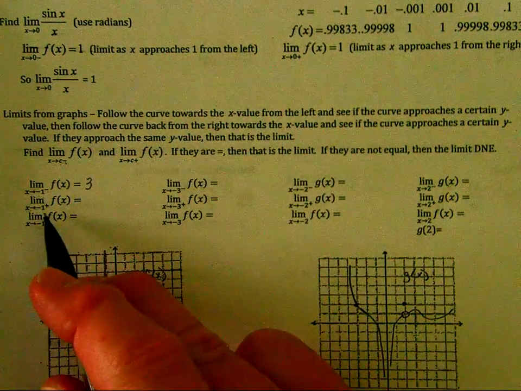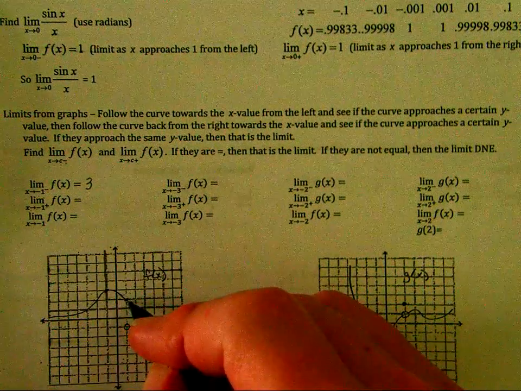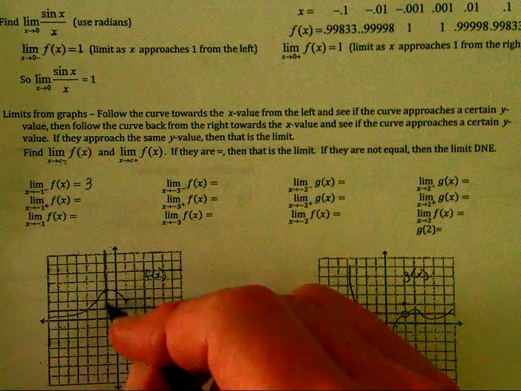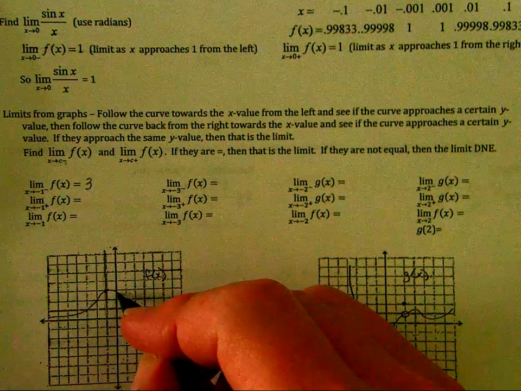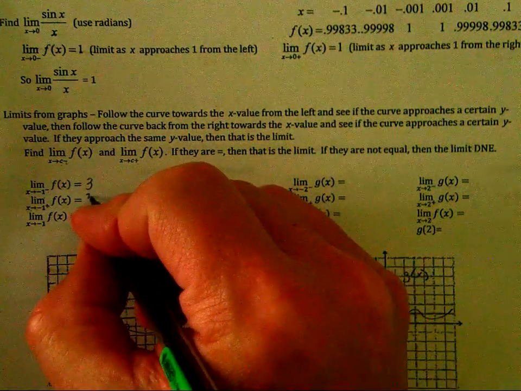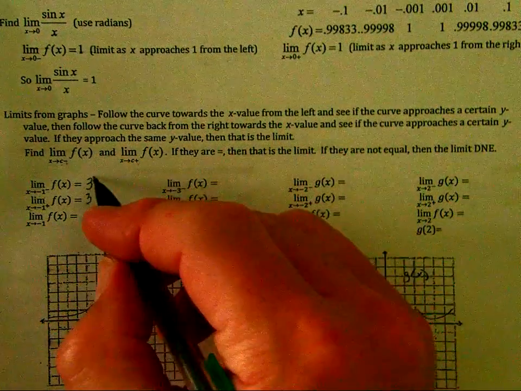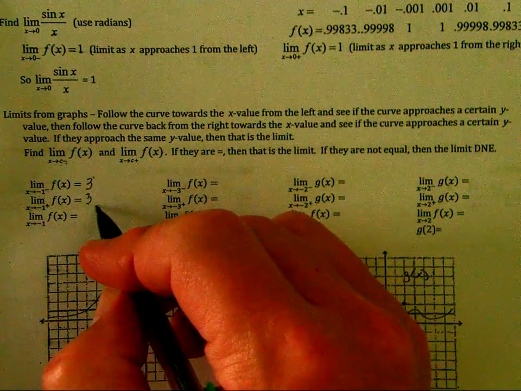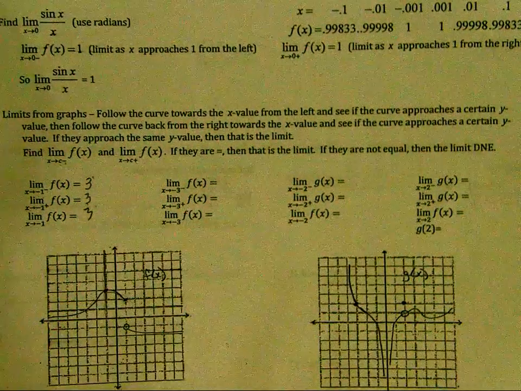Then the limit as x approaches -1 from the right. So now we start from the right side and come backwards towards here, x equals -1. Well, there it looks like our y values get closer and closer to 3. Since our limit from the left was 3 and our limit from the right was 3, our limit is 3.